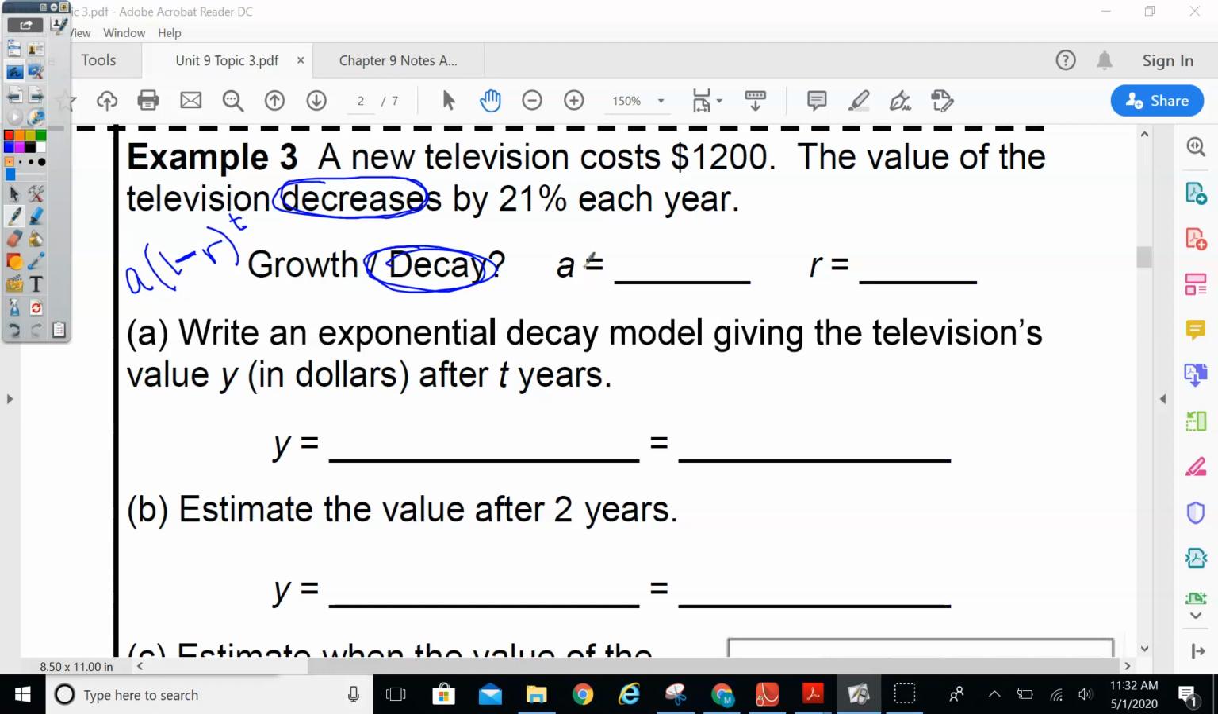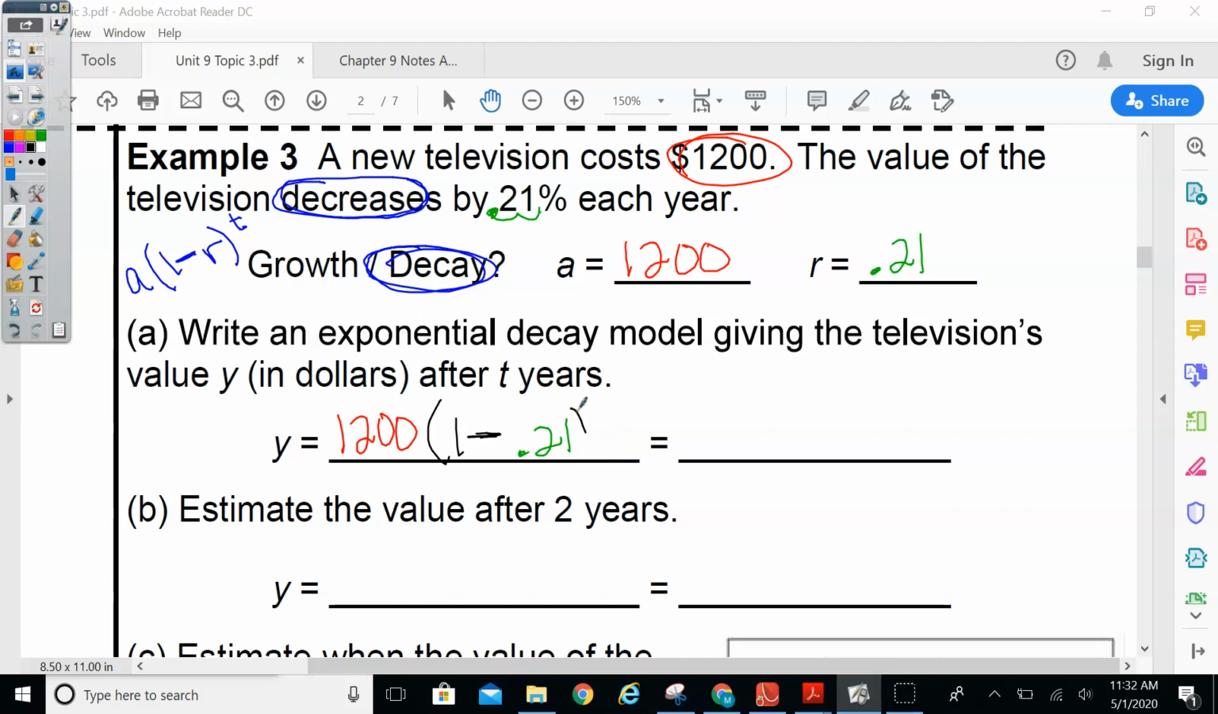Okay, so the a is your starting number. So what was the starting cost? It was $1,200. And then the r, 21% divided by 100 is just 0.21. So we're going to do y equals, or n equals, a is the 1,200 times 1 minus r, which is the 0.21.